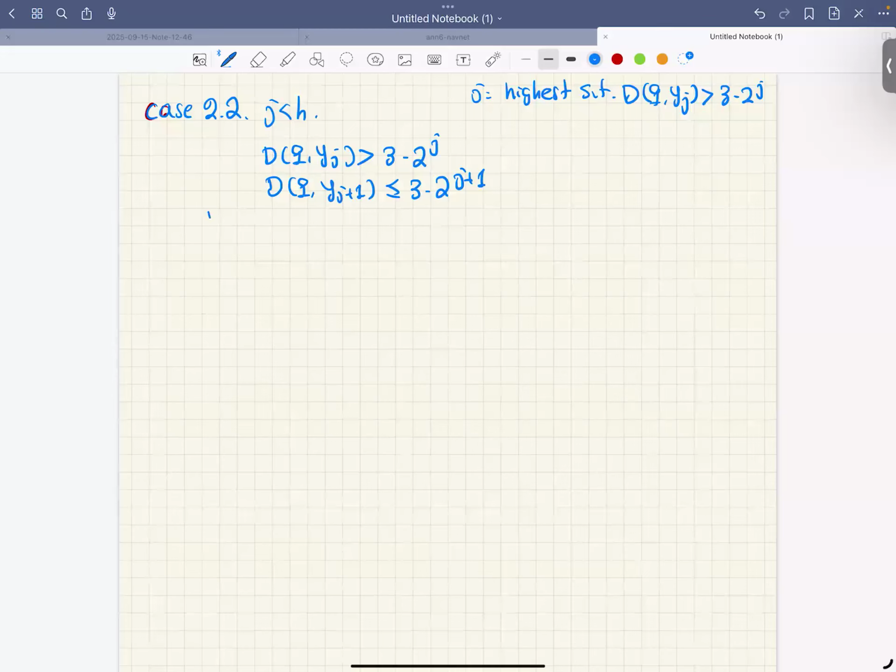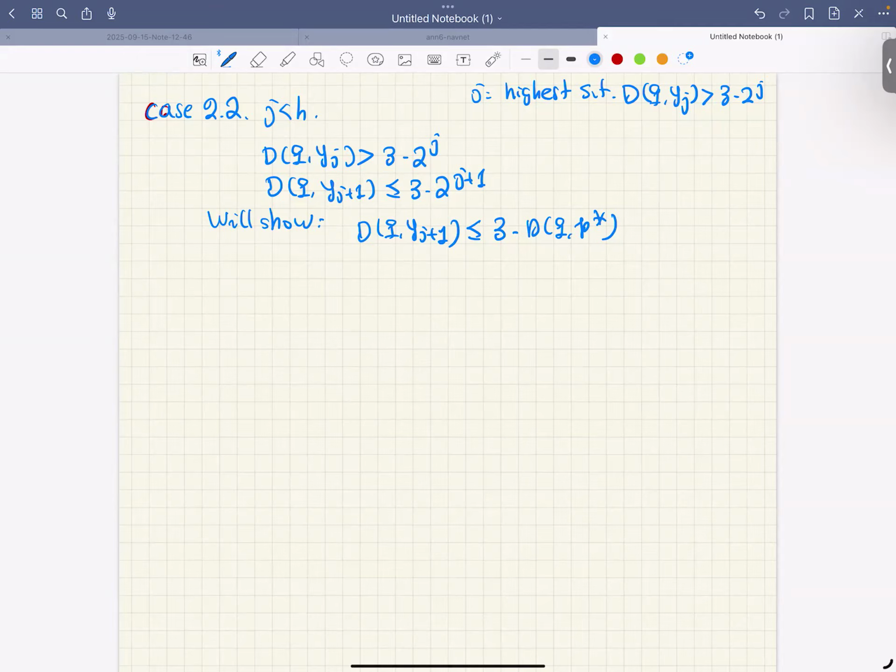So I will show that y_{j+1}, the last point that you accessed at the good levels where nothing was wrong, is good enough. So I will show you that the distance from Q to y_{j+1} is less than or equal to 3 times the distance from Q to p star. So I will show you why y_{j+1} is a 3-approximate nearest neighbor. You see what I mean?